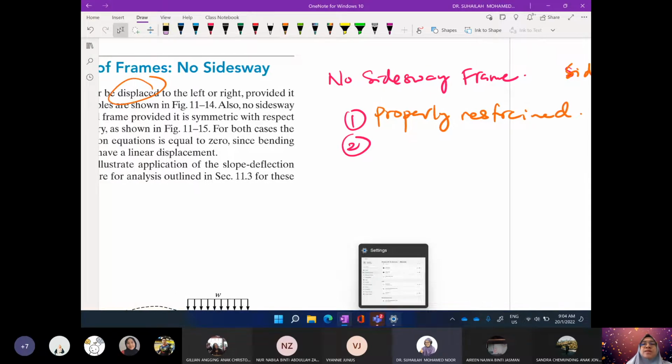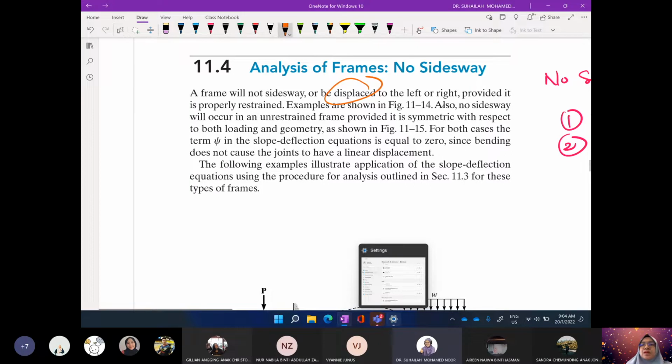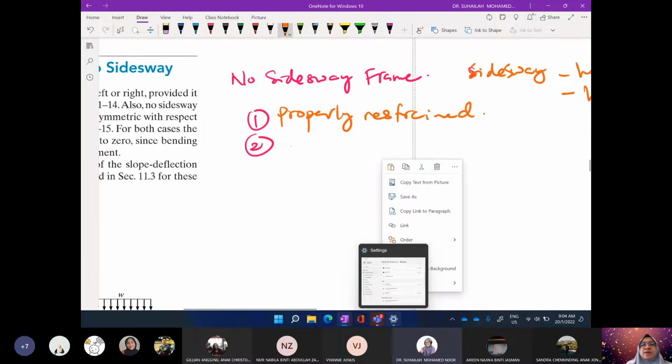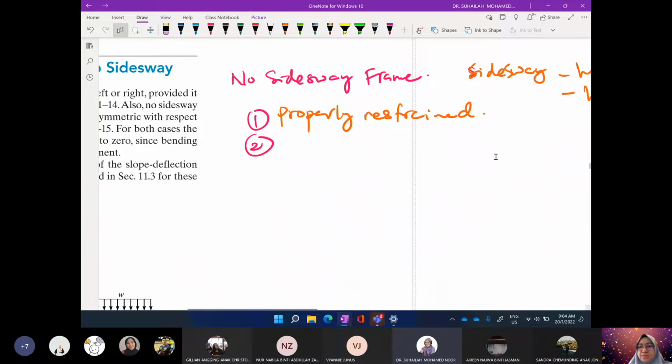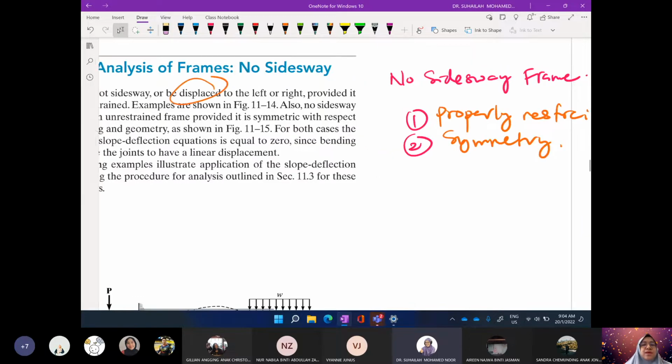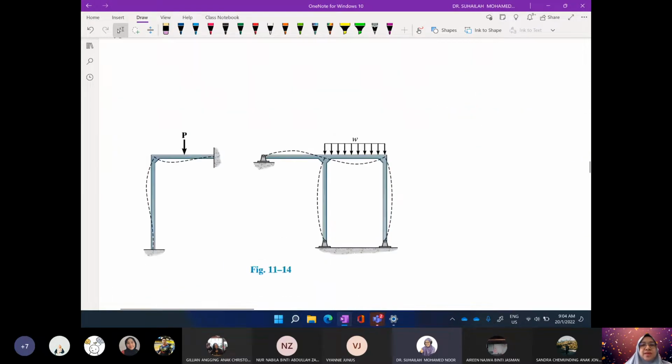Okay, what is the meaning of properly restrained? No side sway will occur in a restrained frame. Okay, another reason is symmetry. Another one is symmetry. Okay, so let's look at this.